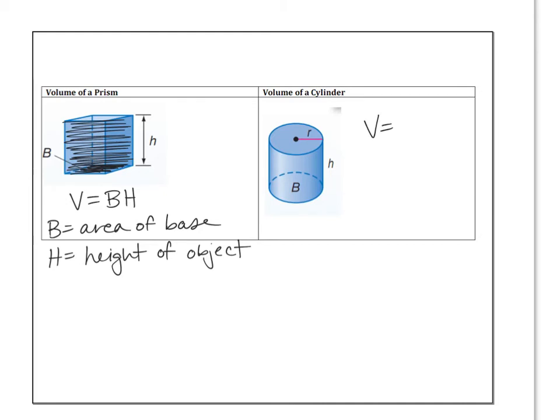Okay, same thing for cylinder. Fill up the bottom of the cylinder. Well, the bottom is a circle, so that's pi r squared, and then multiply by the height. So basically the same formula, it's just that for a cylinder it's always a circle, so you can be more specific. Remember, r means radius, and h is still the height of the object.